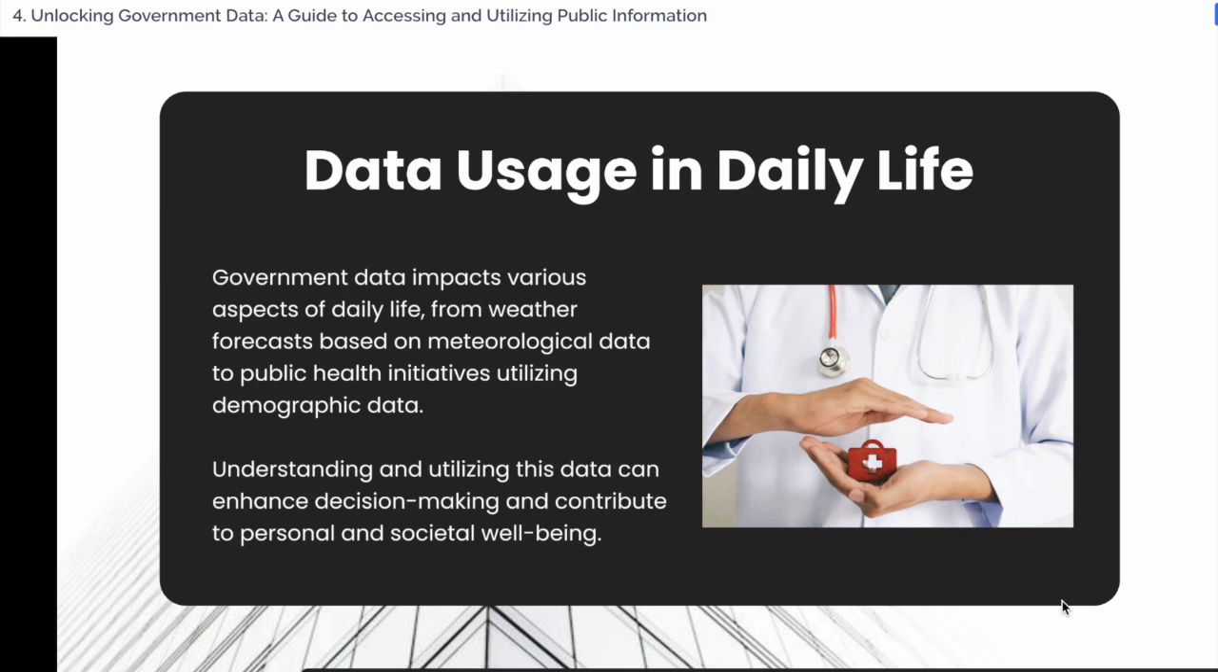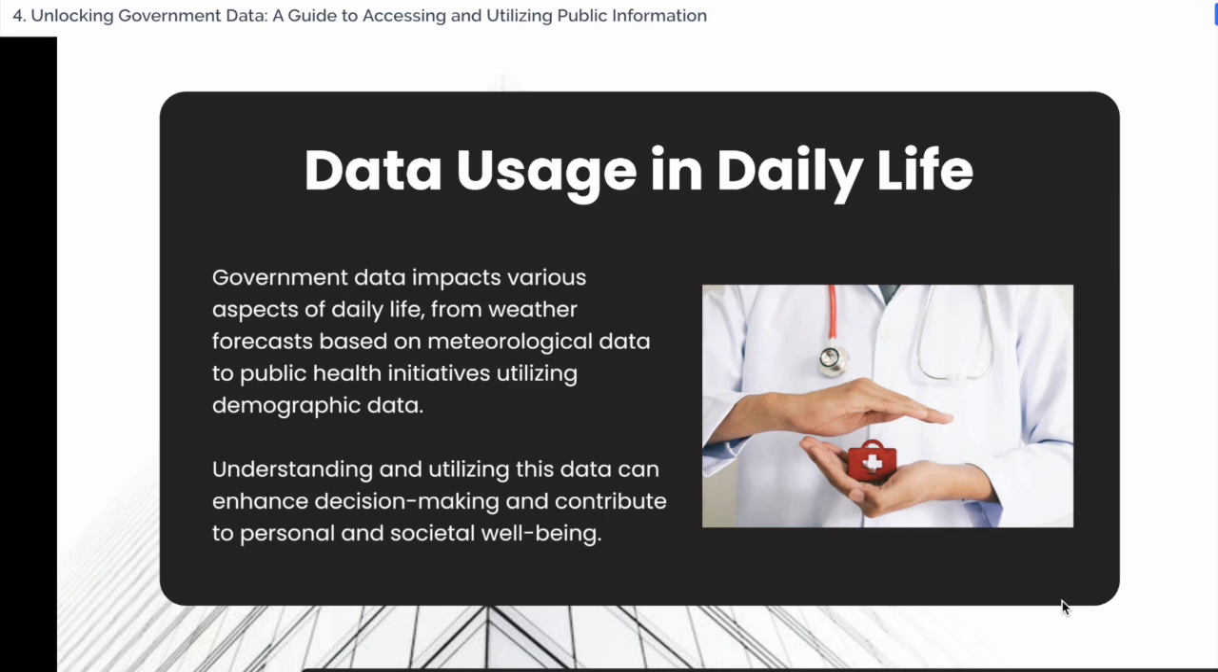All right. So how do we use data in our daily life? Government data impacts various aspects of daily life, from weather forecasts based on meteorological data to public health initiatives utilizing demographic data. Understanding and utilizing this data can enhance decision making and contribute to personal and societal well-being. Satellites and the way that the government tracks the weather and the changing patterns all rely on GIS. The data is transported back, made accessible, made on a map. In fact, when you look at a news broadcast and they show you what the weather's doing, it's on a map. That's because it's GIS.